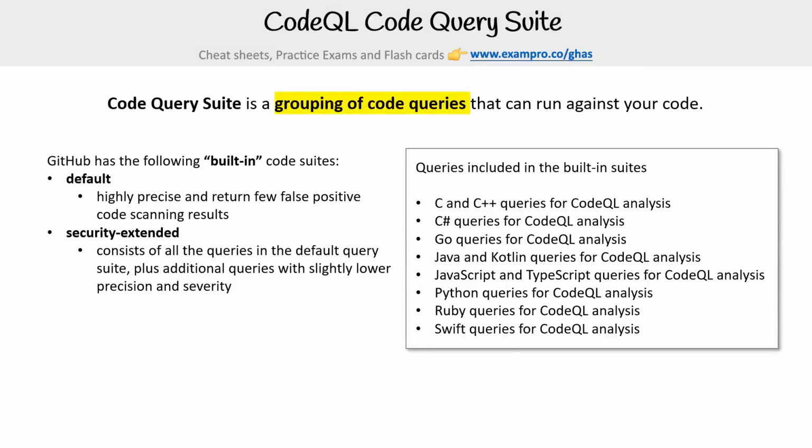Now, queries included in the built-in suite are also supported by languages like C, C++, C#, Go, Java, Kotlin queries, Java and TypeScript, which is the example I showed you earlier, Python queries, which is the lab we will be seeing soon, JavaScript is also in the lab, Ruby queries for CodeQL analysis, and Swift queries for people who are the Apple iPhone people writing code for apps. That would be Swift queries for CodeQL analysis.